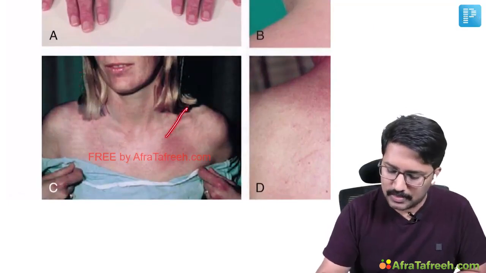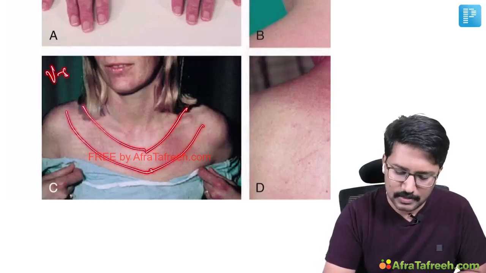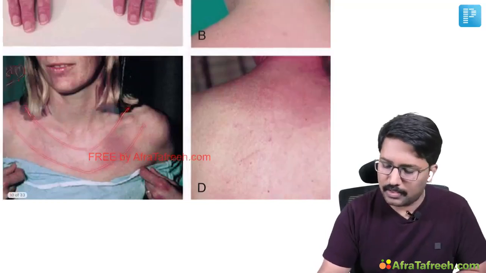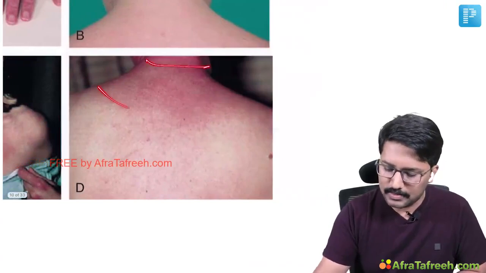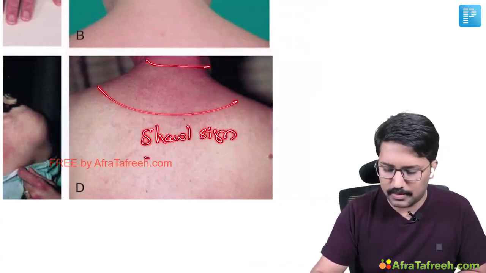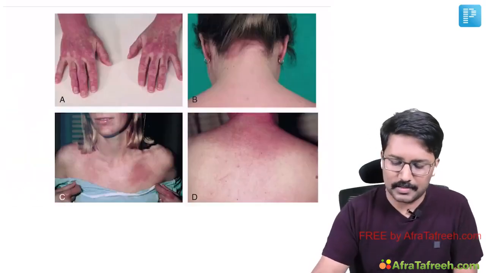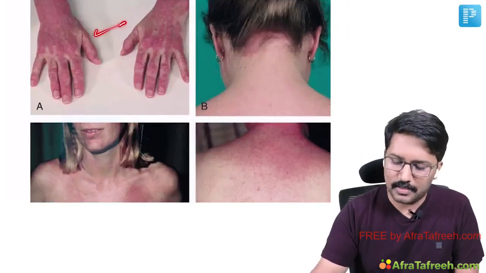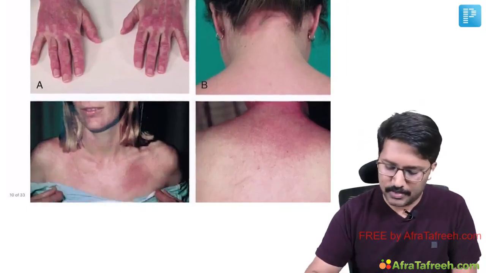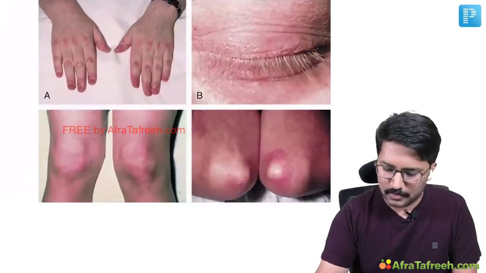So you might notice there is a distribution of erythema in the shape of a V, that is why we call it the V sign. The same thing occurring on the back, we call it the shawl sign, right? So these are the four signs. You should be able to identify these images: linear erythema, scalp erythema, V sign, and shawl sign. Okay. Now let us go to the next set of images.